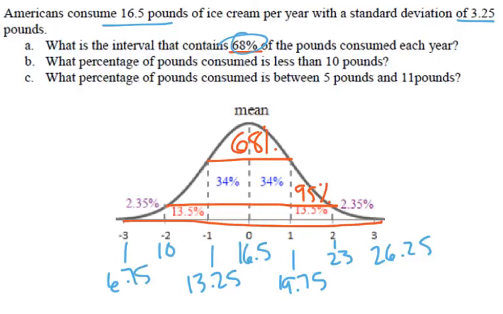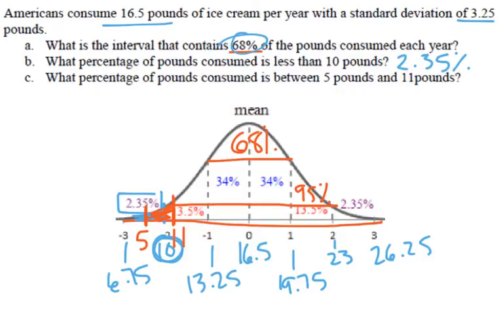Okay? So now we look at our first one. It says, what percentage of pounds consumed is less than 10 pounds? Well, 10 pounds is 2 standard deviations away, right? So it would be this line, so it's just this area underneath, which is that, 2.35%. Now, what percentage is consumed between 5 pounds? So 5 pounds would be like right there. And 11 pounds would be right there, right? So we just want to know that area right there.